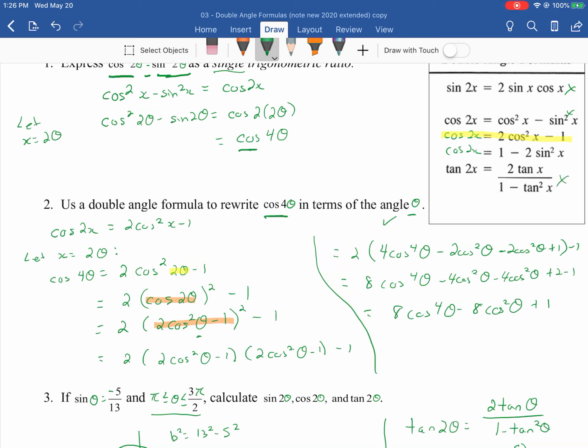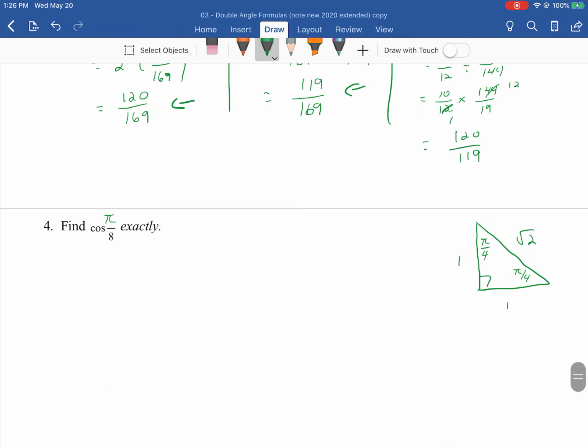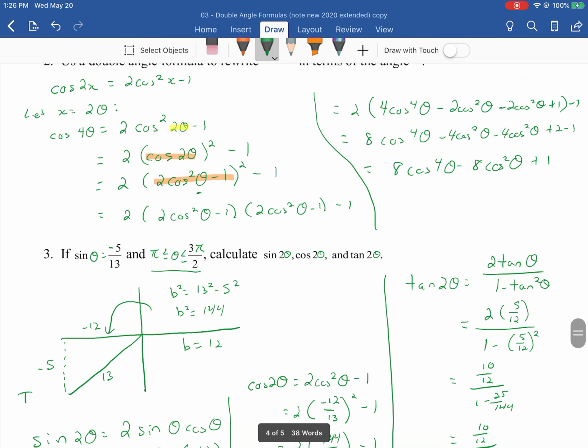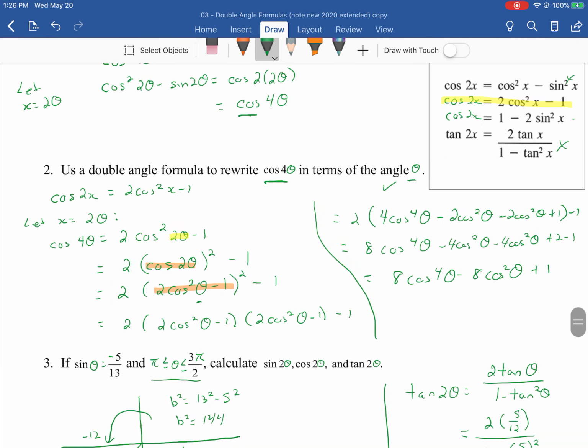Well, definitely not this. This is too complicated. It's got sines and coses. Not this. It's got sines and coses. Not this. It's got tans in it. It's got multiple versions of tan in there. The simplest one to work on is the one I've already got highlighted here. And the reason I like that one is because I'm trying to find cosine of pi over 8. If I was trying to find sine of pi over 8, I might use this one here. So that's one of the homework questions here.